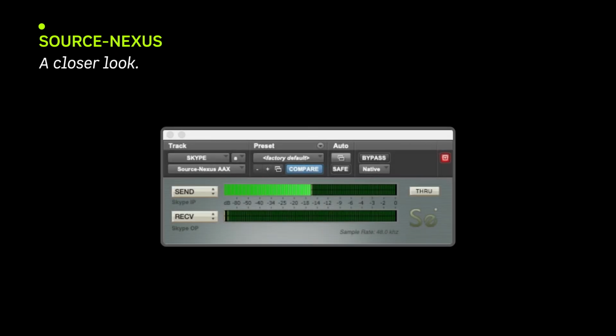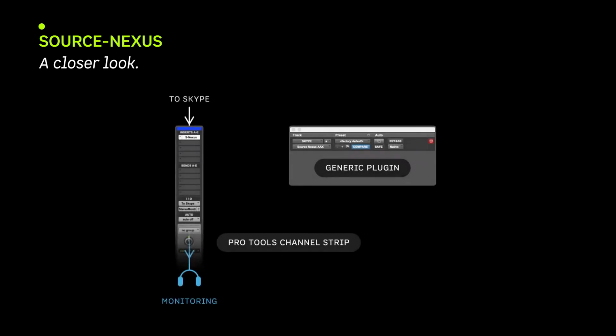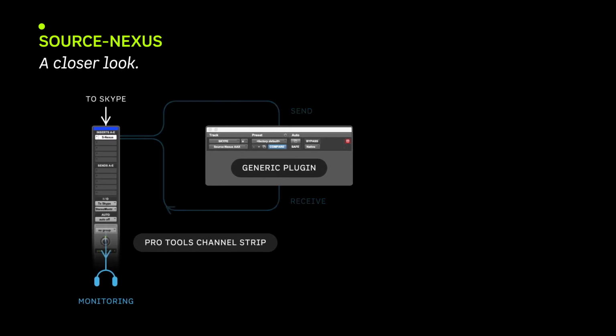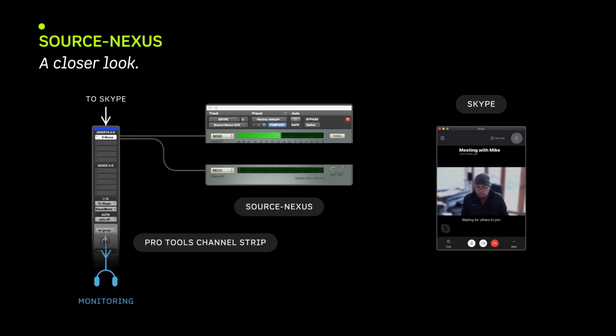Nexus appears as a plugin within your DAW. Nexus breaks the audio path of the channel and turns the insert into a patch point. Whatever is routed to the channel input is fed to the Nexus plugin. The audio is then sent to the destination chosen in the Send option tab.